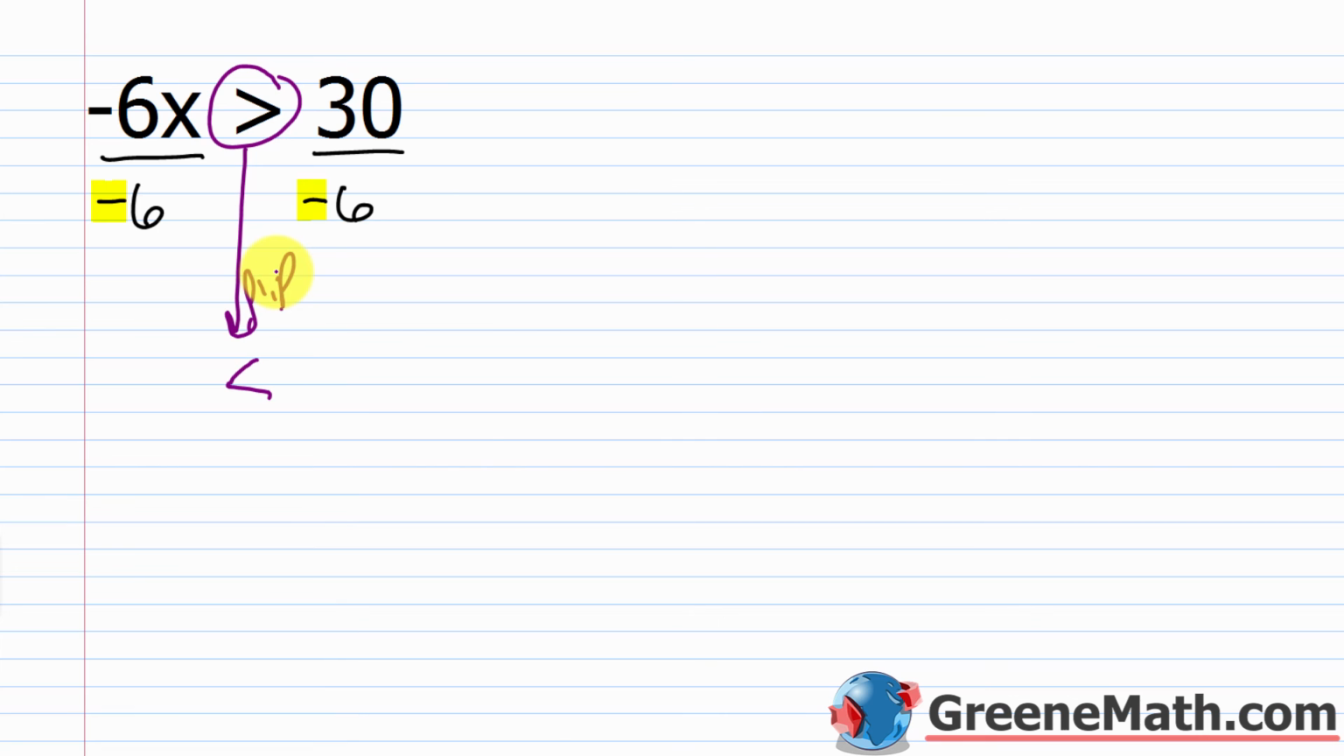Very important. So this will cancel with this, and I'll just have x. And then 30 divided by negative 6 is negative 5. So x is less than negative 5. When we think about this in interval notation, we know there's no possible way to get a smallest value, right? So we're going to use negative infinity for that, because the solution continues to go to the left forever. And then for the largest possible value, I'm going to put negative 5, and then I'm going to put a parenthesis next to it to say, hey, negative 5 is not included.